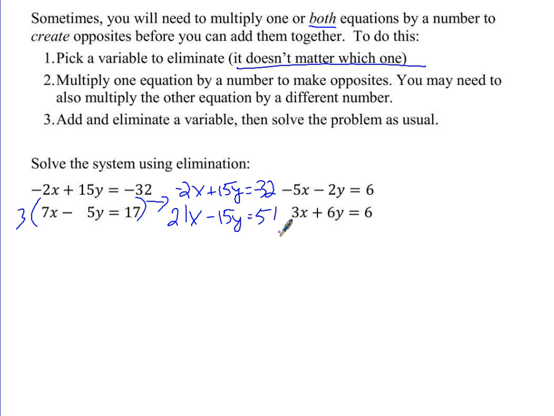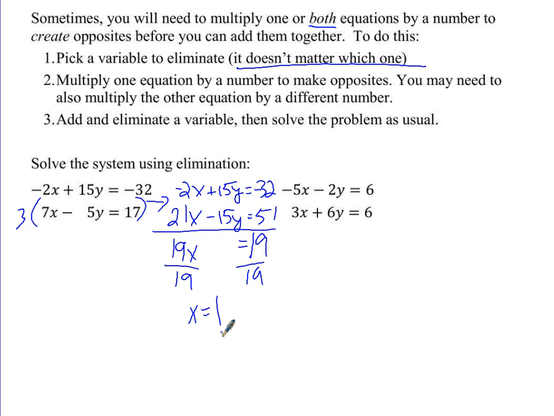So now I have opposites right here in the y variable. So I can add these two equations together, and the y variable will disappear. So what do I get? 19x equals, -32 plus 51 is 19. And now solve for x. What do we do? Divide both sides by 19. So x equals 1.